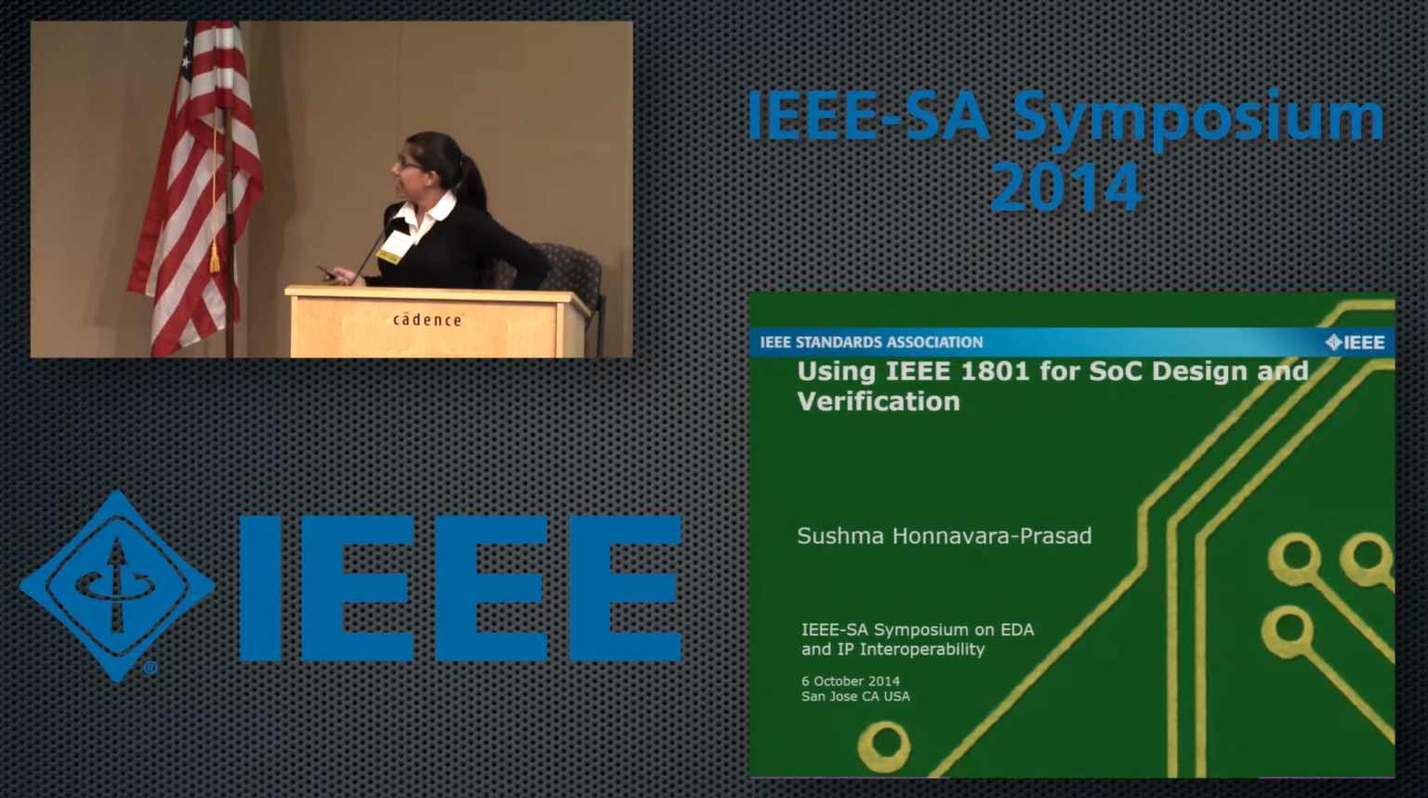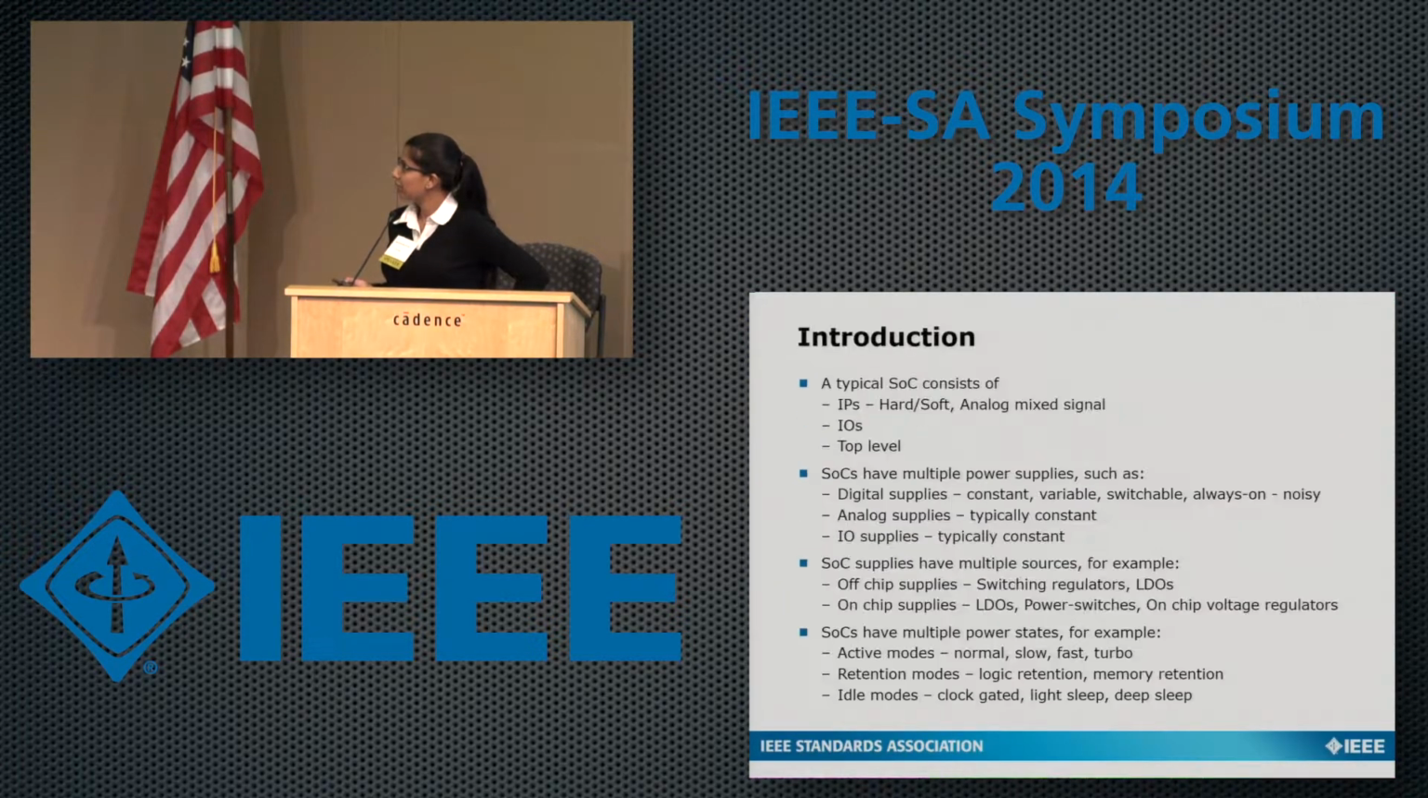So thanks, Yatan. We're here to talk about IEEE 1801, and I'm going to talk about it in the context of SoC design and verification. In a typical SoC, we have hard IPs and soft IPs. When you say hard IPs, we're talking about pre-implemented designs. These could be analog mixed signal, or digital hard IPs. And we also have soft IPs, and our definition is that they're delivered as synthesizable HDL. We have IOs or special cells, and we have the general top level that does not really contain any of these IPs.